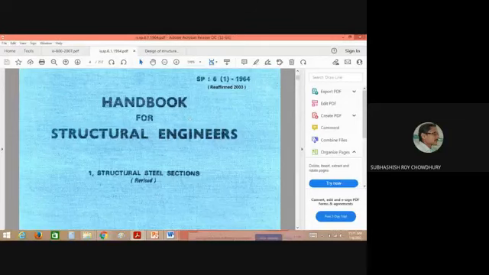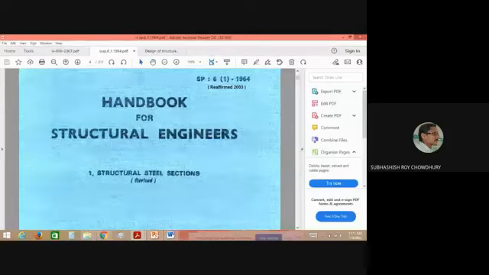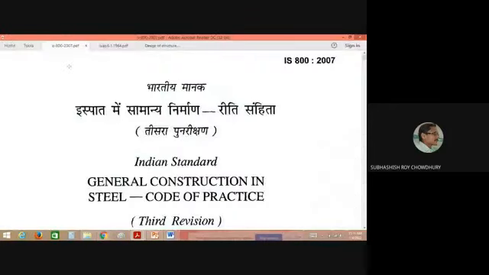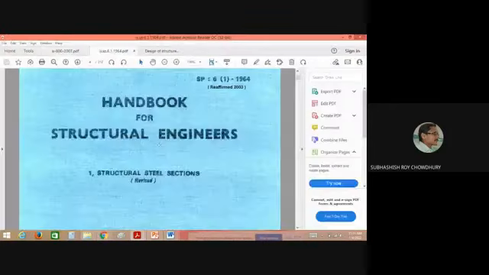Here basically you will get the structural steel sections. It has also different parts, but SP6-1, that is the first part of SP6, we will use for the purpose of designing of the steel structure. So when you start designing the steel structure, you must have the copy of this code. This is IS 800 2007, and you must have the copy of this handbook for structural engineers.